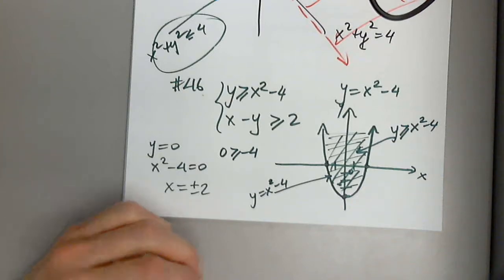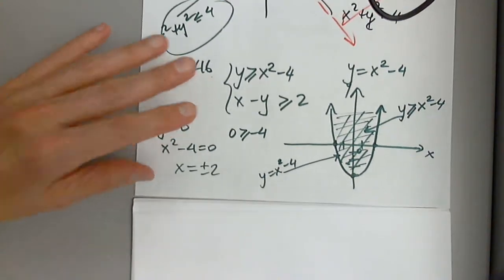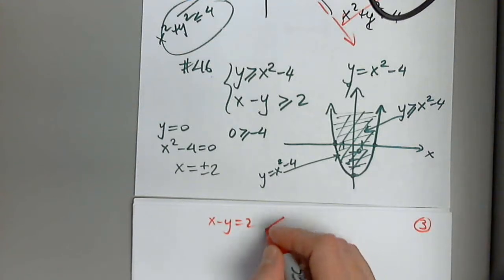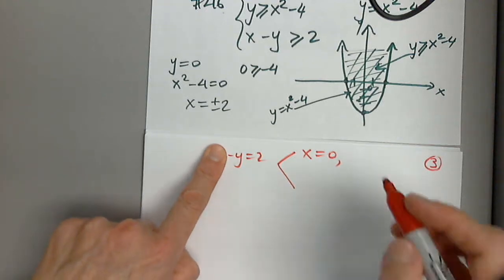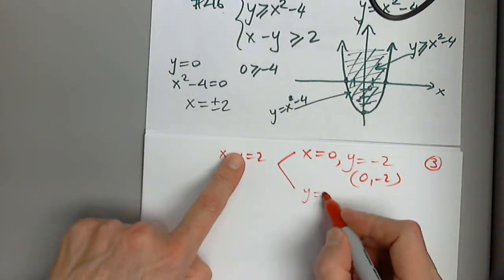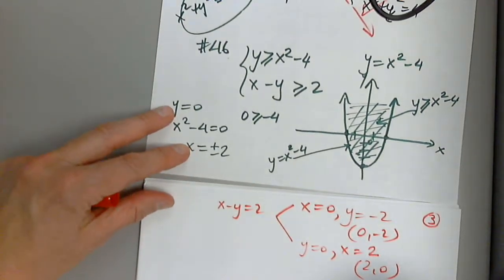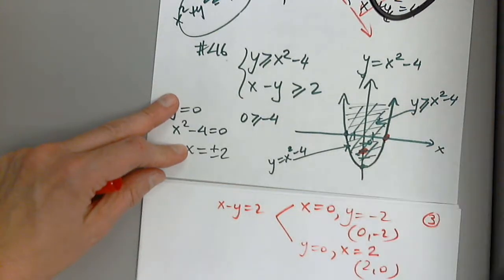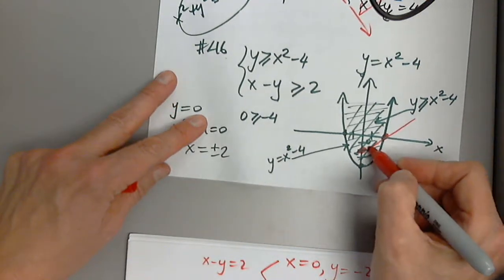And then the next step is to do the same thing with x minus y equals 2. So x minus y equals 2. Two ordered pairs: when x is 0, y is, good, 0, -2. And when y is 0, x is 2. 2, comma 0. I plot 0, comma -2. I plot 2, comma 0. Solid line or not? Solid.